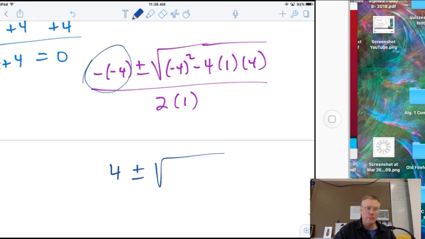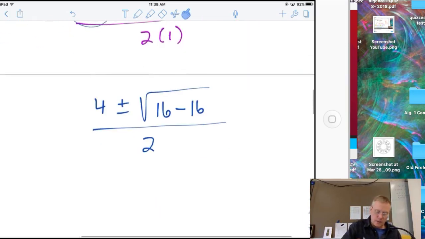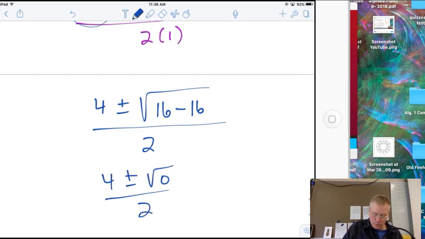Negative 4 squared in parentheses like that is positive 16. 4 times 1 times 4 is 16, so I got 16 minus 16. There's only one subtraction sign there, all over 2. All right, so this is kind of a cool one because I get the square root of 0. And the square root of 0 is 0, which means I've got 4 plus or minus 0 over 2.